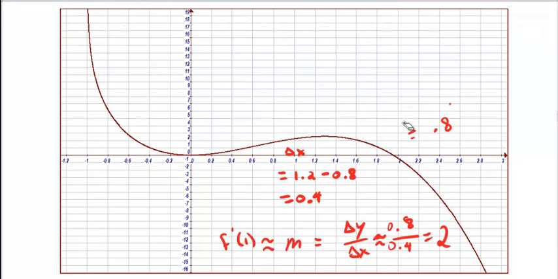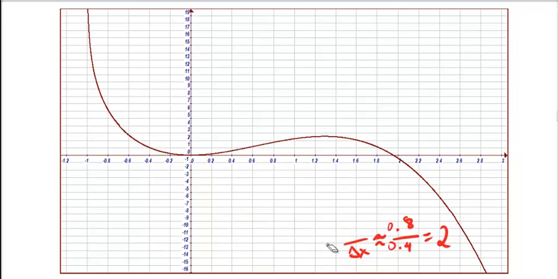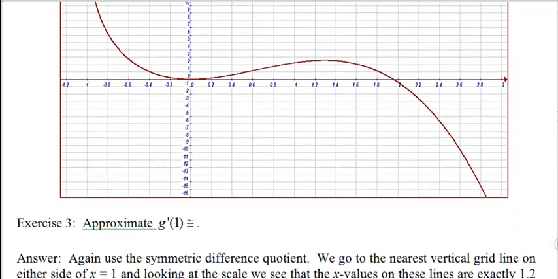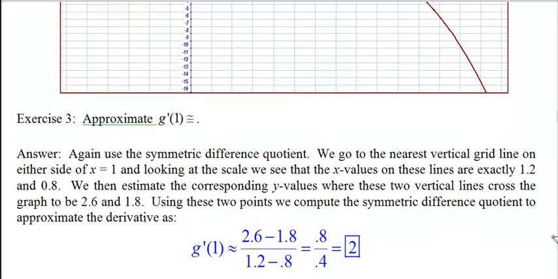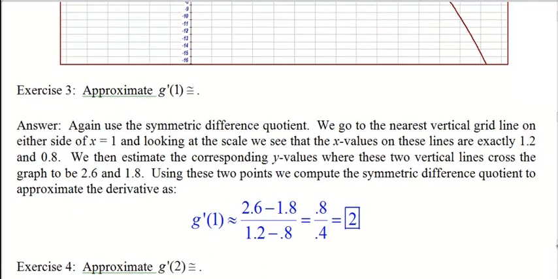Okay, I'm going to erase this. As we move down here, you'll see in my notes that I have this worked out. I think I have it worked out the same way. There we go. Same thing there. 2.6 minus 1.8. Okay, let's try another one. This time you do it.